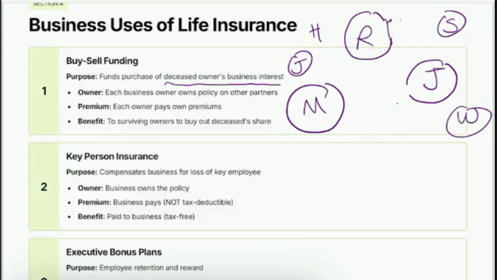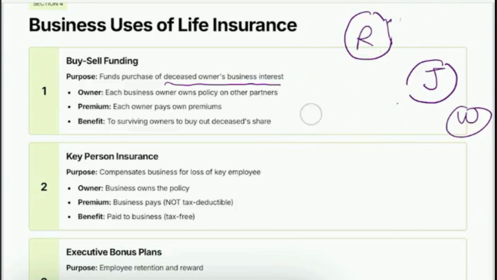So if somebody were to become disabled and no longer able to work there, rather than a death. So I'm going to go back to how this works with my brother and I.